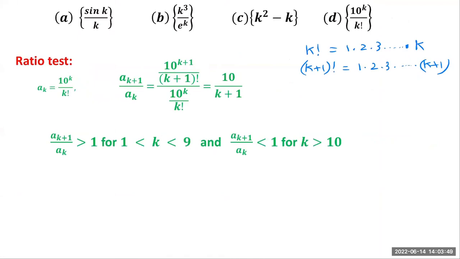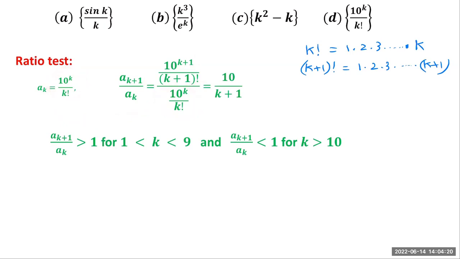All right, so how do we find a_{k+1} divided by a_k? First of all, notice that you can find a_{k+1} by plugging k plus 1 in this formula. You replace your k by k plus 1 here. That will give you this term. Your a_{k+1} is exactly 10 to the power k plus 1 divided by k plus 1 factorial. And your a_k is, of course, this one.